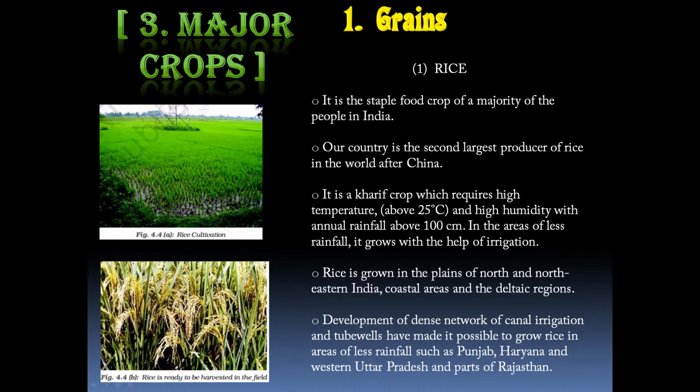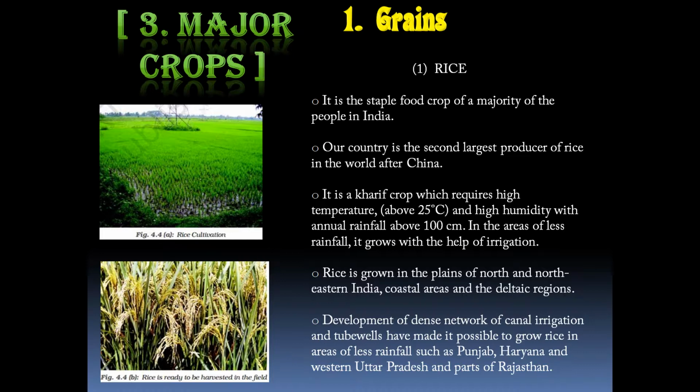Development of a dense network of canal irrigation and tube wells has made it possible to grow rice in areas of less rainfall, such as Punjab, Haryana, and Western Uttar Pradesh. If you think about them, they are getting less rainfall as compared to other states, but still there we can get maximum rice. Why? Because of the development of a dense network of canal irrigation and tube wells. Okay, so this is all about rice.